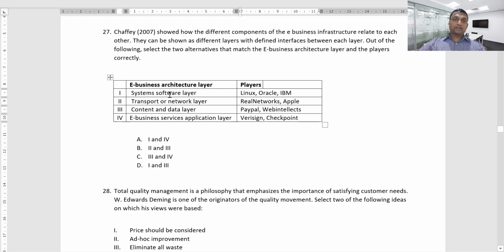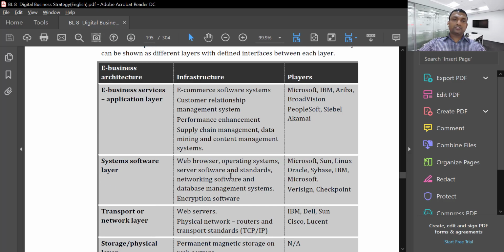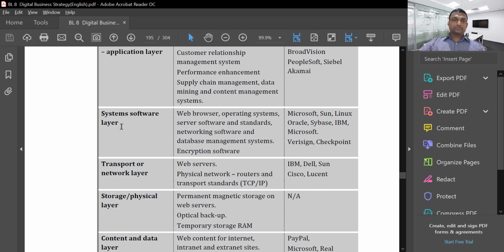You can see there are 4 layers mentioned here: system software layer, transport or network layer, content and data layer, and e-business service application layer. Let's go through these and then go back to the question. The system software layer is about web browsers, operating systems, software installed in the servers, different standards which servers follow, network software, database management software, and software used for encryption, the cryptographic security type of software. So the system software layer is all about the different system software used.